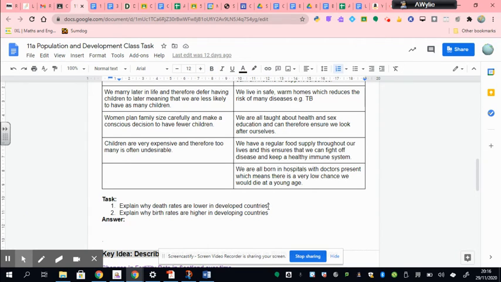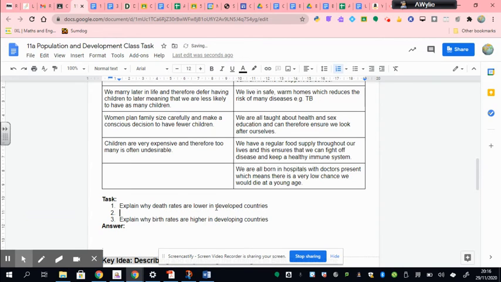So type your answer here. Why are death rates low in developed countries? What you want to do is try to avoid looking back at what you just read, and don't just describe, try to explain why death rates are low in a country like Scotland.